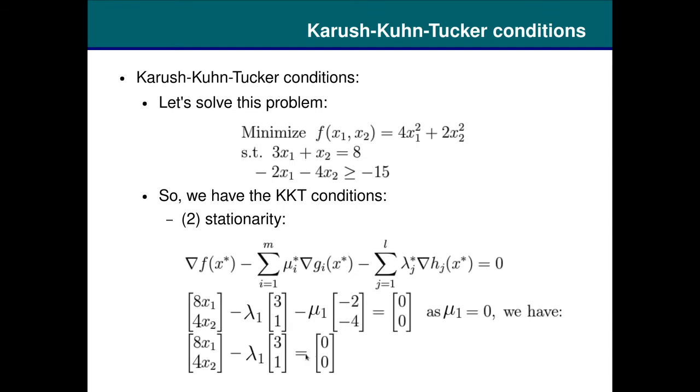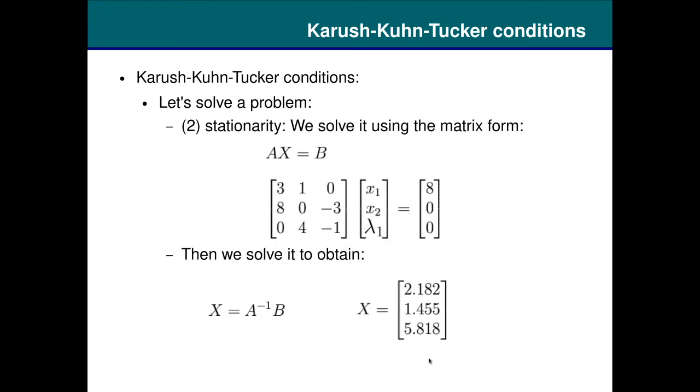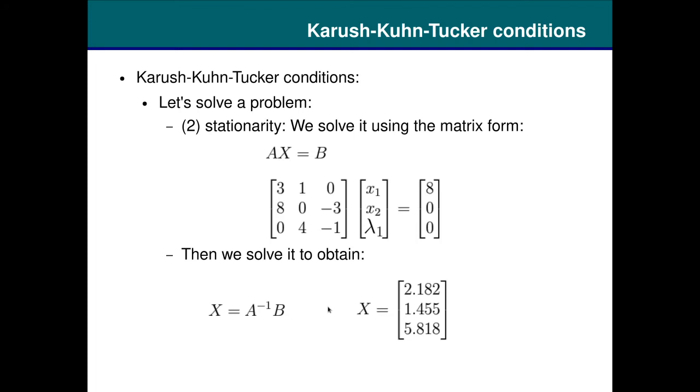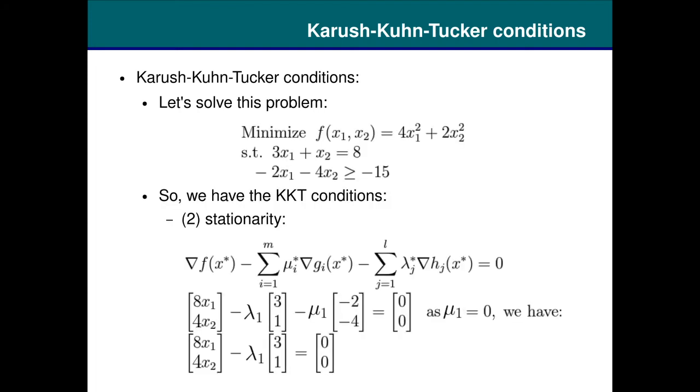Now I need to solve this problem. It's not difficult to solve. Take a look. I just decided to write it using a matrix form. So I just wrote it like this. 3 times x1 plus 1 times x2 plus 0 times λ1 is equal to 8. Going back, 8 times x1 minus 3. Let me see if that's the case. I just don't remember. Sorry. No, this is the first. Yeah, it's the constraint itself.